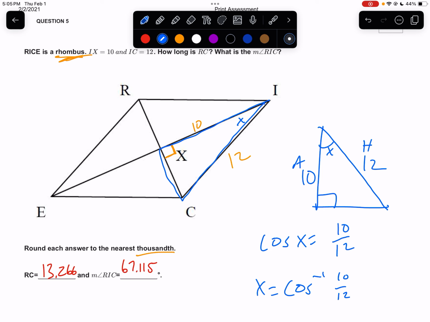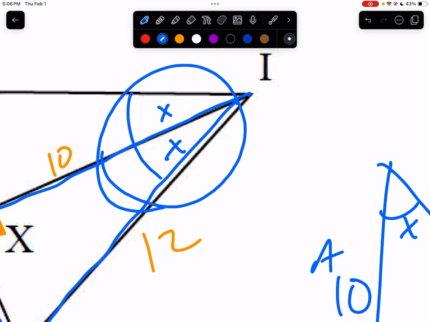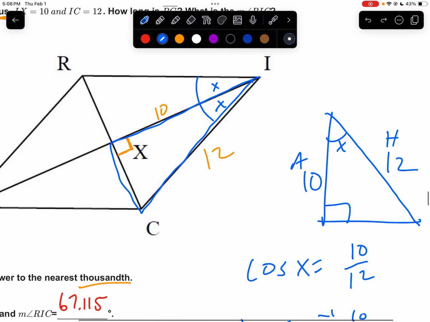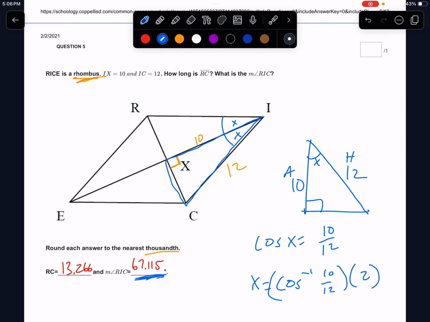What is another core property of the rhombus? Well, if that is x, this is also x. On a rhombus, the diagonals bisect the vertices. That means that this corner is cut in half. So how big is the angle we want? It's going to be this number times 2. So when you go and type that in, let me make sure I got this right. It'll be 2 times the inverse cosine of 10 over 12. And I get this answer, 67.115. Okay, so we got that angle.